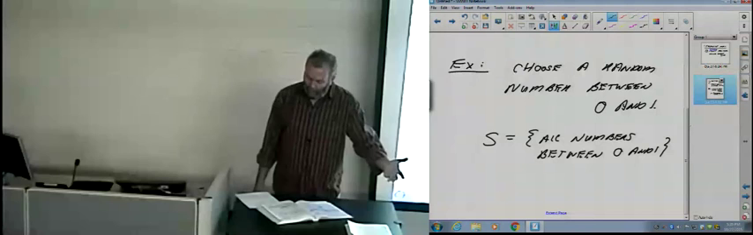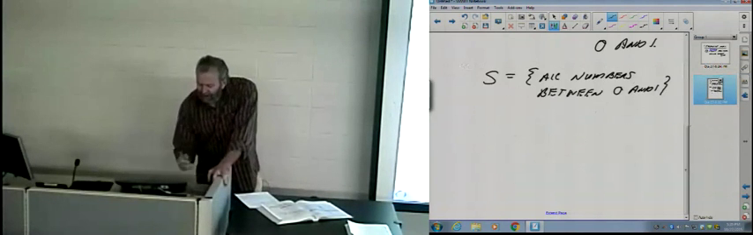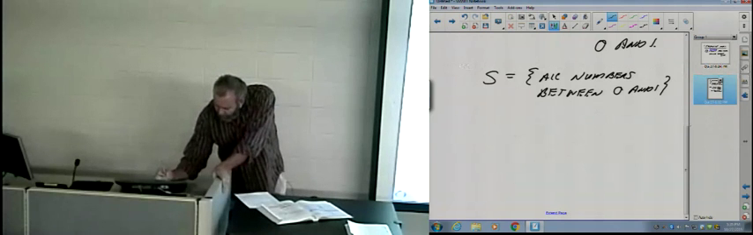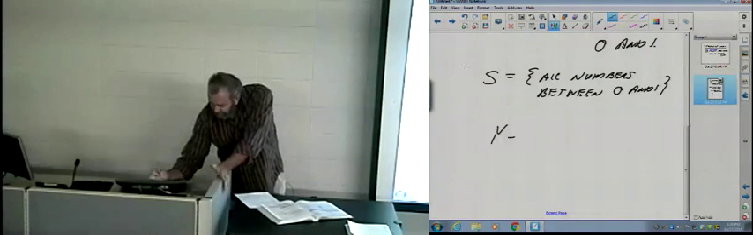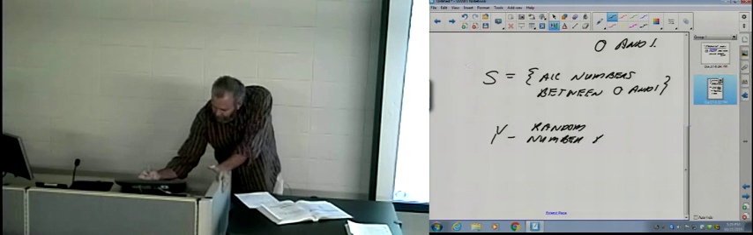Now, what we're going to do here is look at these random numbers. I'm going to let y be the random number between 0 and 1.